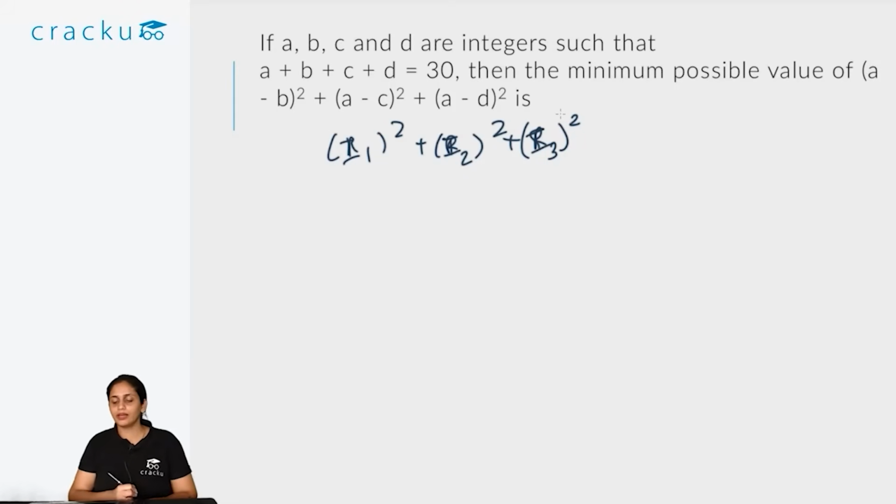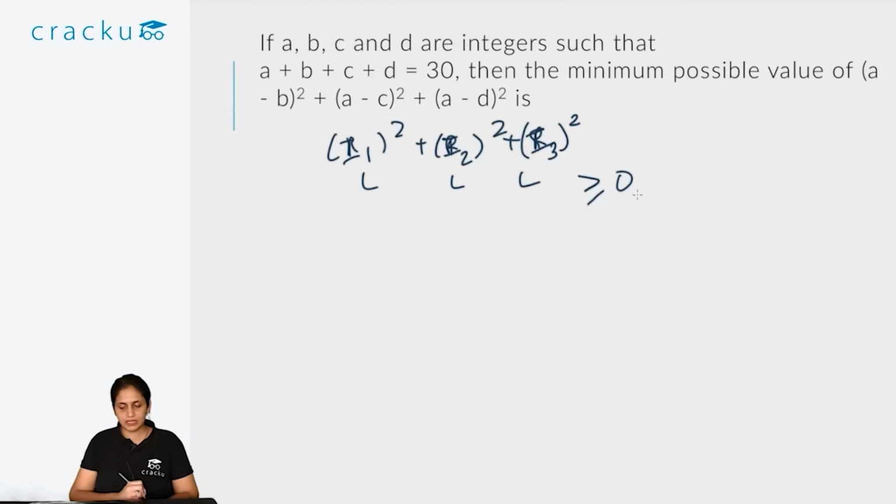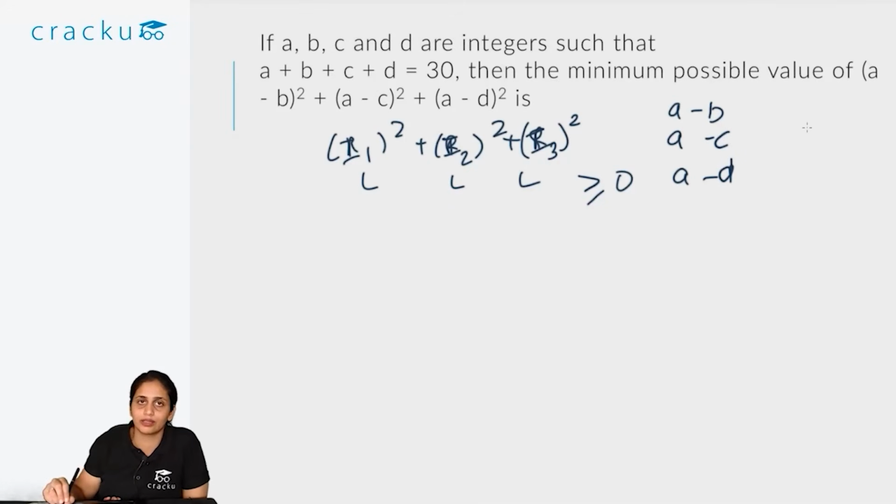Now, given this fact, each of these values will at least be greater than or equal to 0. The min value that these can take is 0. And when will 0 occur? The 0 will occur when these values are as small as possible. Therefore, 0 or near about 0 will occur when a minus b, a minus c, a minus d is as close to 0 as possible. And that will basically occur when a, b, c, d are as close to each other as possible.